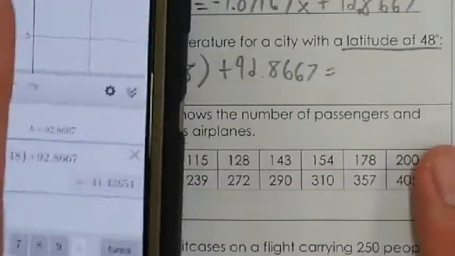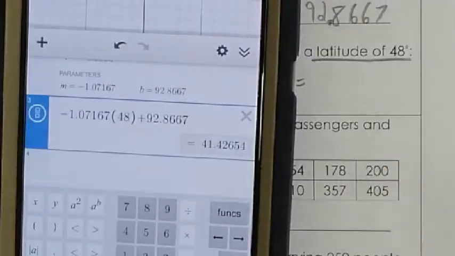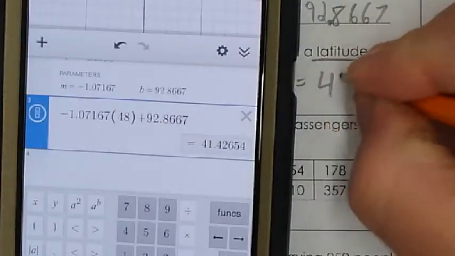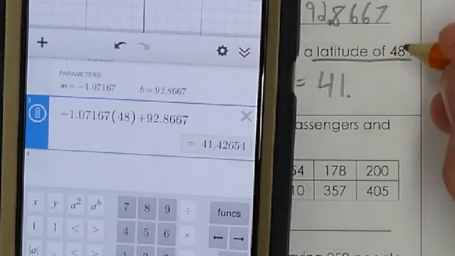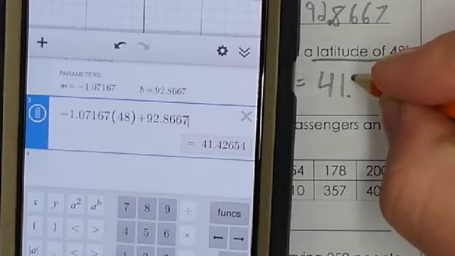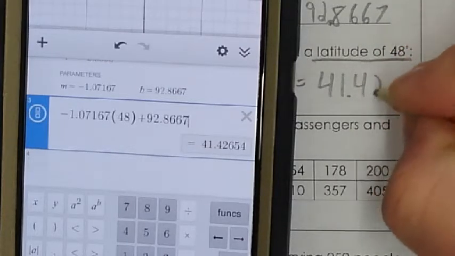So if we rounded that to 3 decimal places, what would that be? 41 point. Anybody remember how to round? 427. 427. Very good.